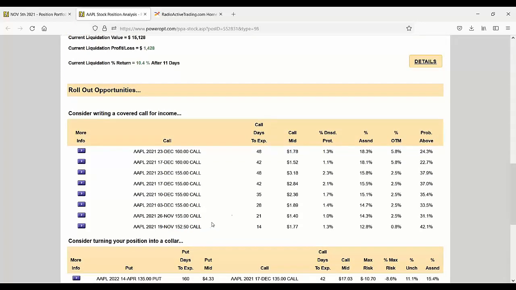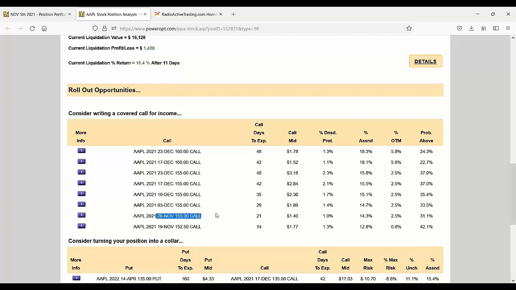I wanted to illustrate this real quick for Ben because, as you can see, the highest return is going to be the ones further out in time at relatively the same strike. Here, the 23rd of December 155 call, we would take in 318. If assigned at that price, which is not your goal, I understand, but we'd make 15.8%, an additional 5.4% from where we are right now in 48 days.